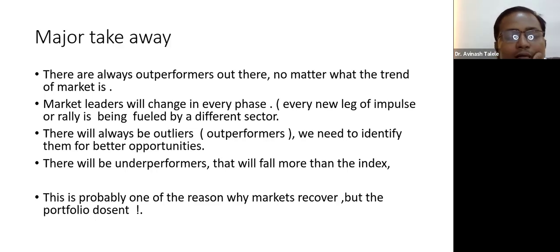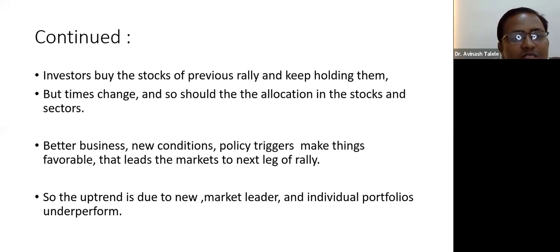The sectors that are performing well now are the railway sector, metals, and other policy trigger sectors like ethanol policies and power sectors. So investors buy the stocks of the previous rally and keep holding them. But times change, and so should the allocation in stocks and sectors. Better businesses, new conditions, and policy triggers make things favorable and lead markets to the next rally.